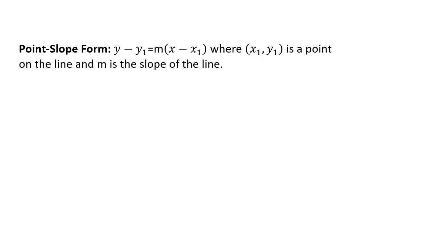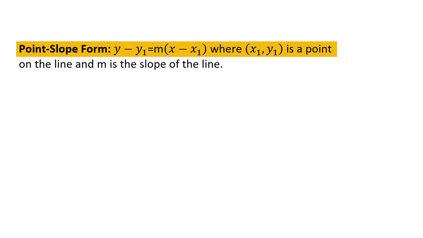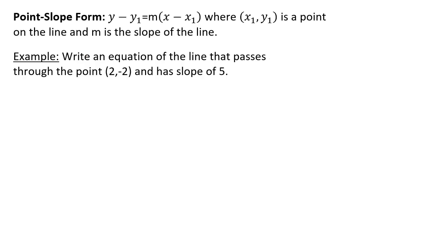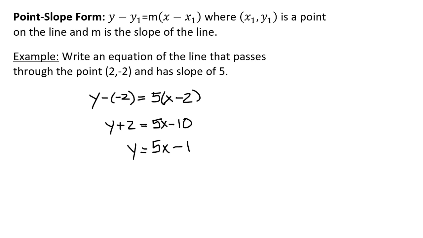We have another equation of the line, the point-slope form, given by y minus y1 equals m times the quantity x minus x1, where (x1, y1) is a point on the line and m is the slope of the line. In the previous example, write an equation of the line that passes through the point (2, -2) and has a slope of 5. We could also use the point-slope form. We could say y minus y1, so that's minus -2, equals the slope m times x minus x1, which is just 2 in this case. So I have y plus 2 equals 5x minus 10. I'm going to have to subtract 2 from both sides. y equals 5x minus 12.